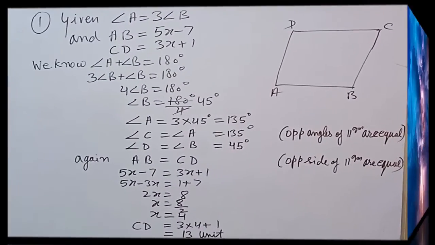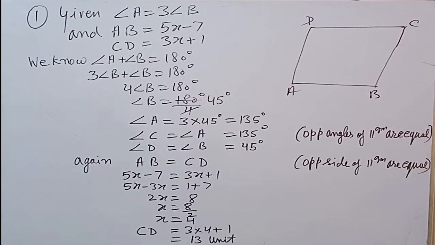Children, I am taking exercise 17, question number 1. First I am going to read the question. In a parallelogram ABCD, angle A equal to 3 angle B. Find all the angles of the parallelogram. And in the same parallelogram, AB equal to 5x minus 7 and CD equal to 3x plus 1.